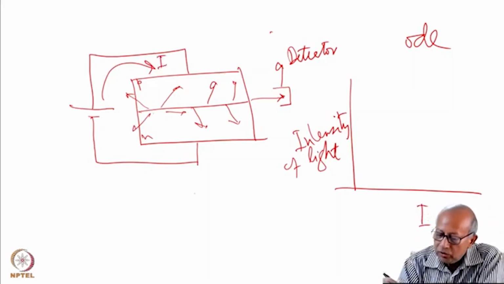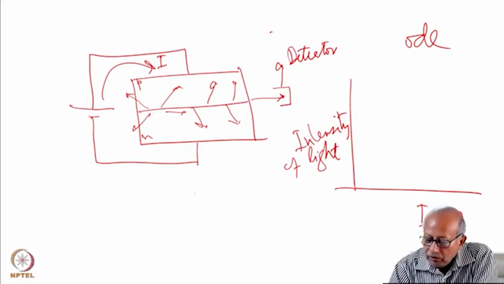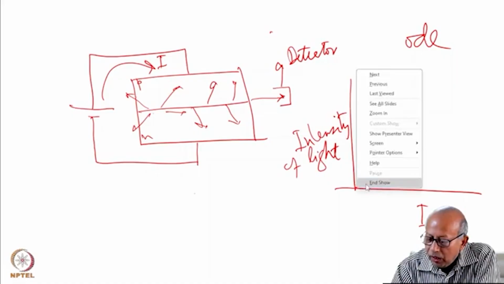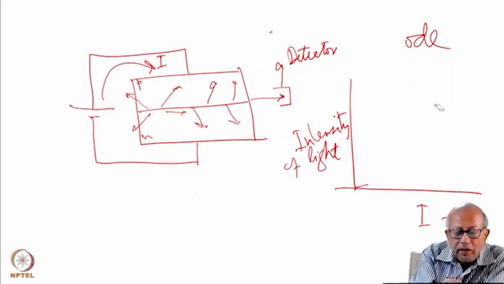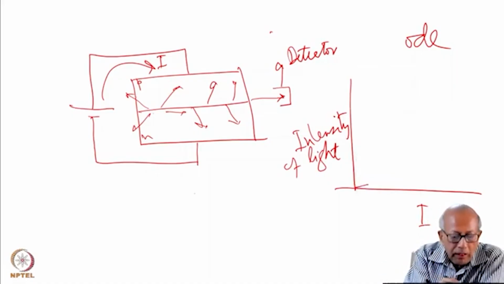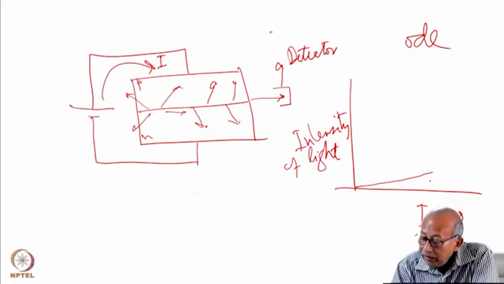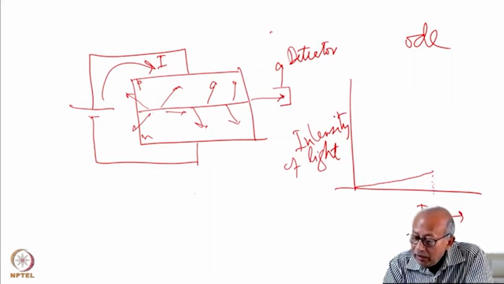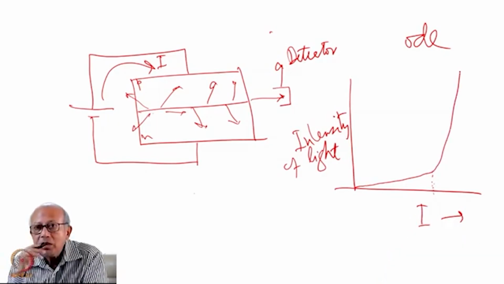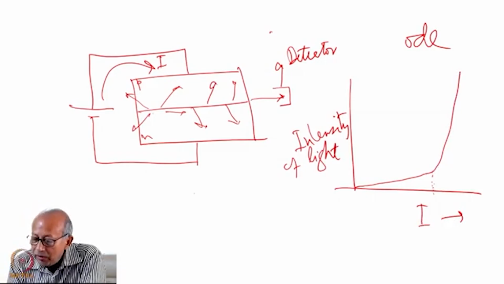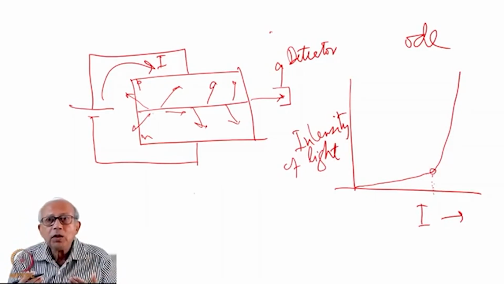When the current is 0, there won't be any emission of light, so the intensity will be 0. As you increase the current, the intensity of light increases, because increasing the current means you are pumping more electrons and holes to the respective sides. It will increase until, at a particular value of current, there is suddenly a dramatic rise of this intensity of light. That means at this value of current, you have created population inversion.